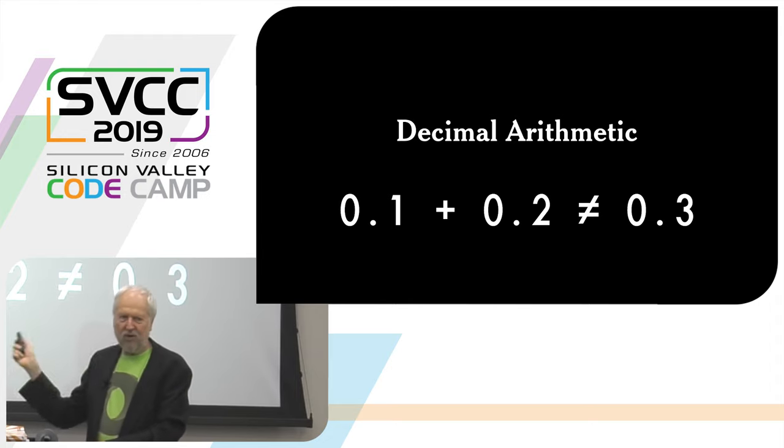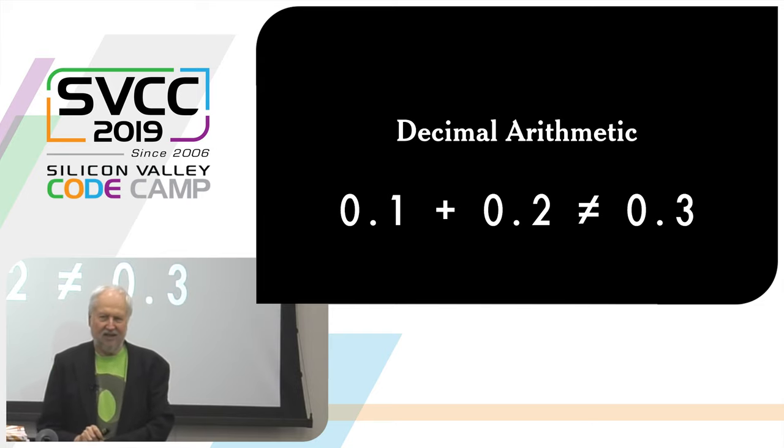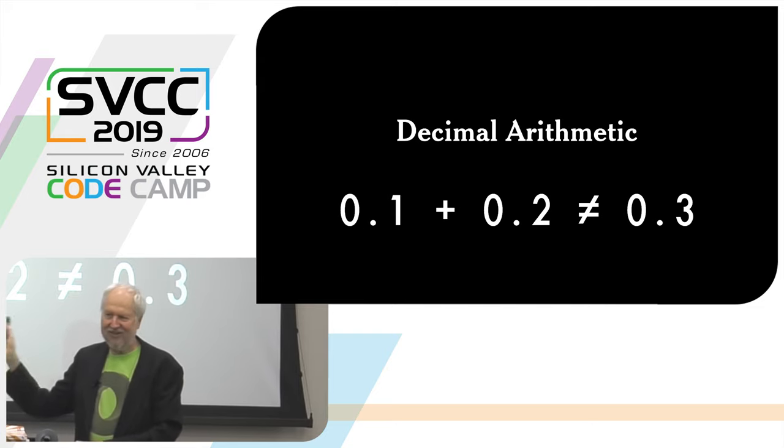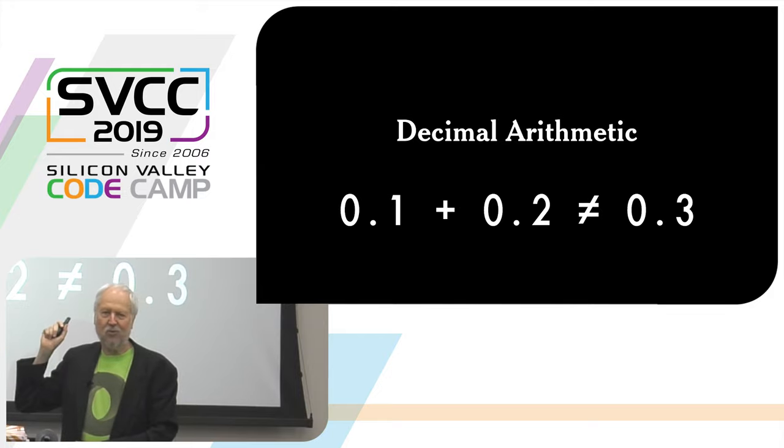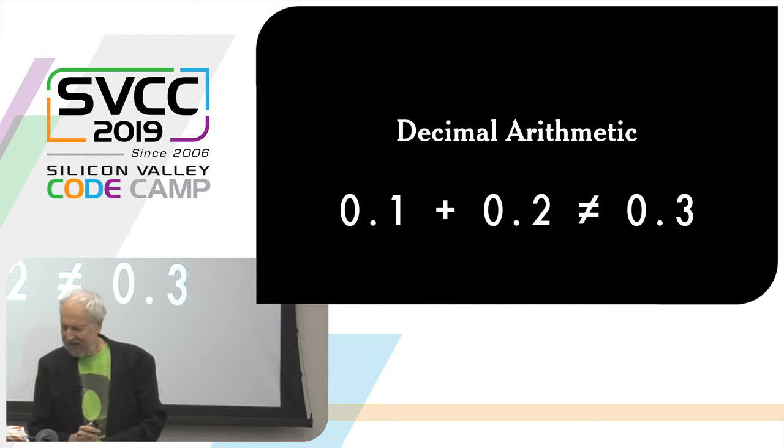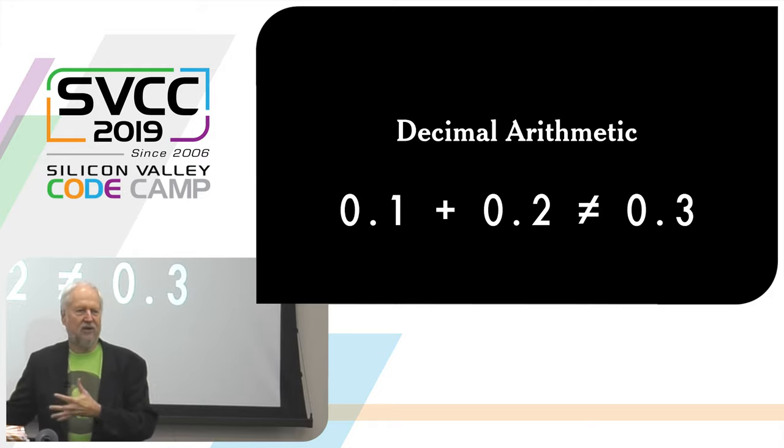So 0.1 plus 0.2 is not exactly equal to 0.3. And I think this is absurd. Even more absurd than negative numbers. This is inexcusable. We are in the 21st century. We are in the future. And we can't add three dimes together correctly. How is that possible? So let's look at what's going on here.